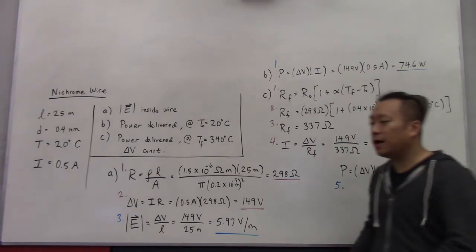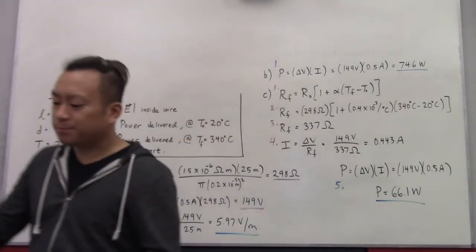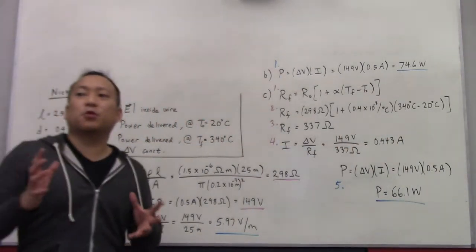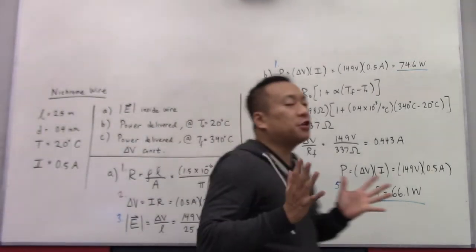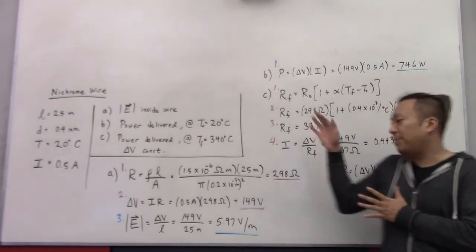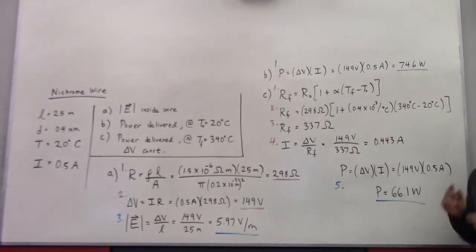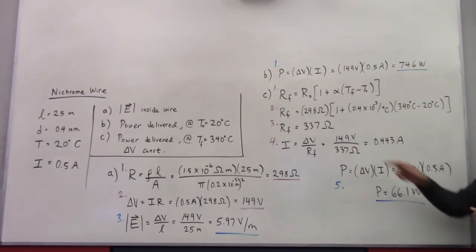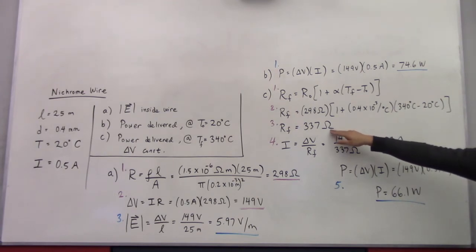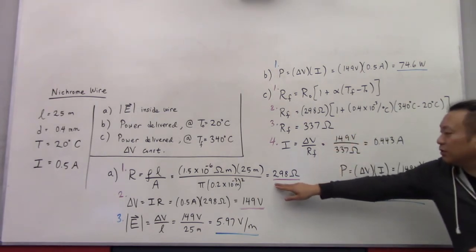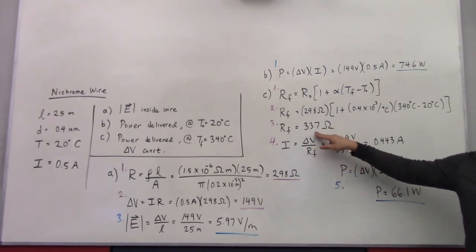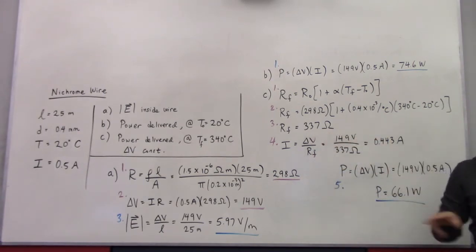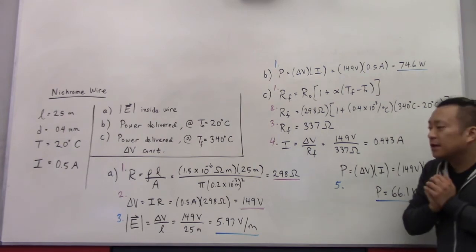What's the takeaway? Well, now that you guys know how to use these equations, you see that the conceptual question may be, if we increase the temperature, what happens to the power? The power decreases. We increase the temperature, the resistance. What happens to resistance? The resistance goes up, right? Because it was 298 when it was at 20 degrees Celsius, and then when we increase it to 340 degrees Celsius, it's now 337 ohms. So resistance goes up.